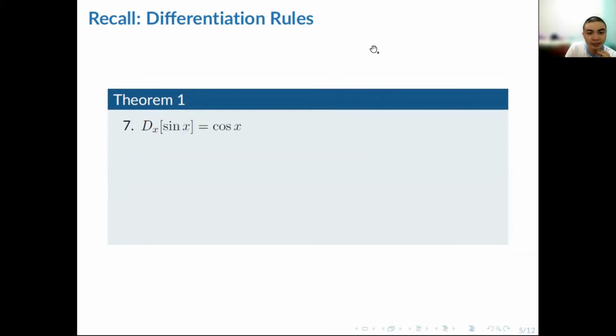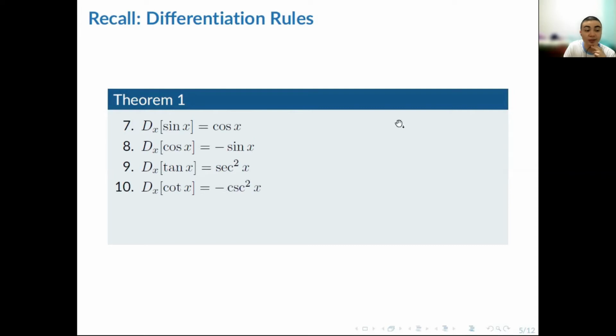Then recall lang din natin no yung derivatives ng trigonometric function. So the derivative of sine x is cosine x. The derivative of cosine x is negative sine x. The derivative of tangent x is secant squared x. Derivative of cotangent x is negative cosecant squared x. The derivative of secant x is secant x tangent x. And the derivative of cosecant x is negative cosecant x cotangent x. So it's good to note no na yung mga trigonometric function na nagsisimula sa letter c has a negative in there. Ayun.